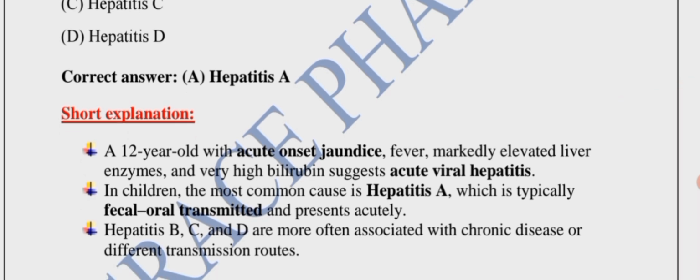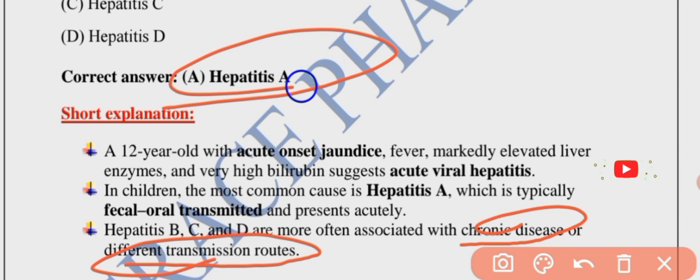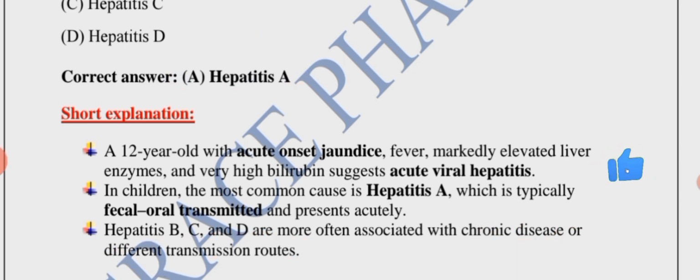So hepatitis B, C and D are more often associated with chronic disease or different transmission routes. So the correct answer is hepatitis A, the causative agent.